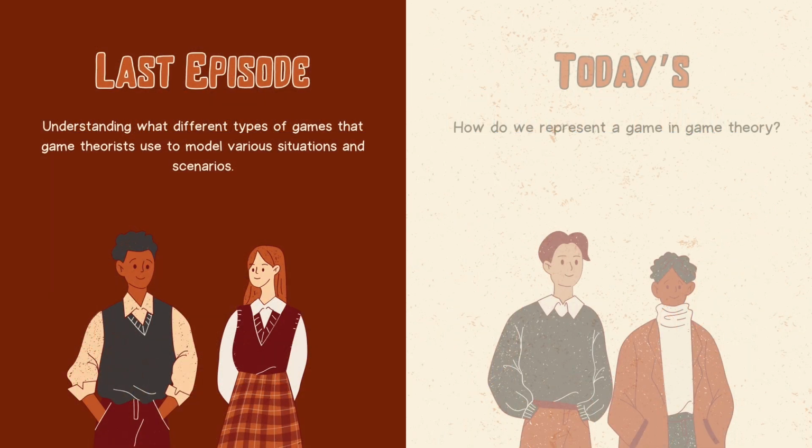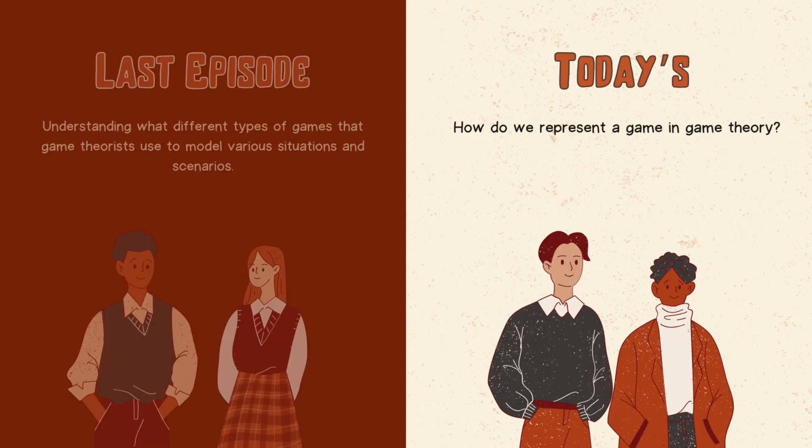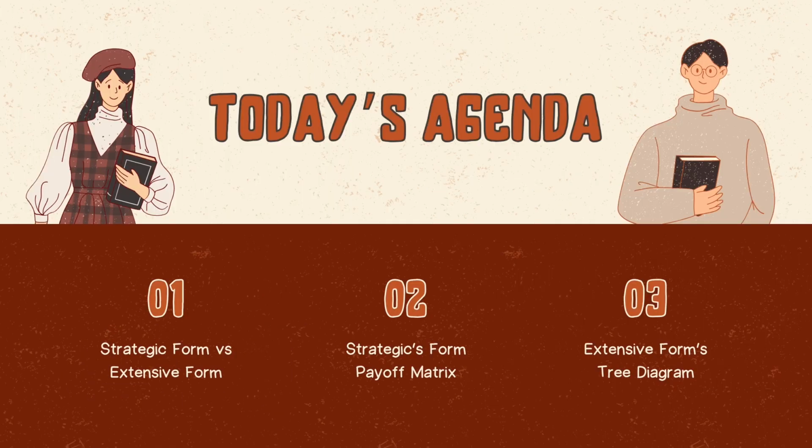In the previous episode, we learned about different types of games that game theorists use to model various situations and scenarios. But how do we represent a game in game theory? Today we'll explore the differences between the strategic form and extensive form, how they are represented as a matrix and diagram, and also the advantages and disadvantages of them.